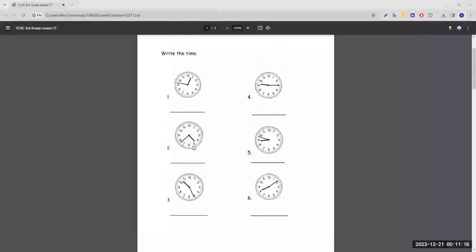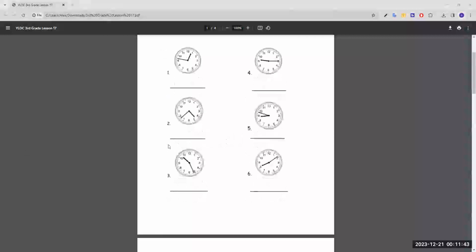Number 2, the shorter arrow is pointing in between 4 and 5. So the hour would be 4. And we would multiply 5 times 7 to get the minutes because it's between 7 and 8, which is 35. But then it's pointing on the third tick from 7 to 8, which means we add 3. So number 2 would be 4:38.